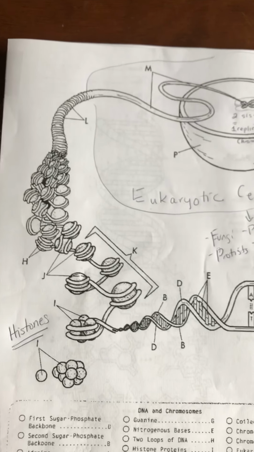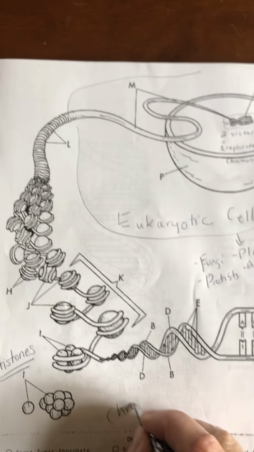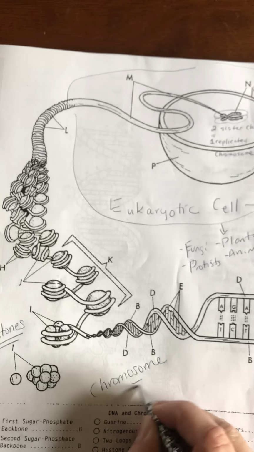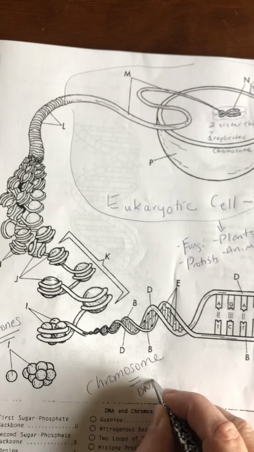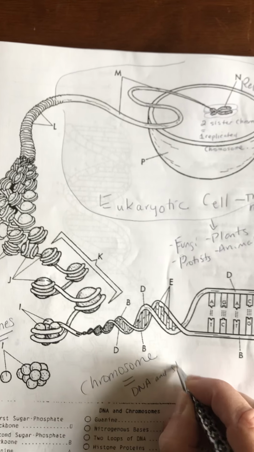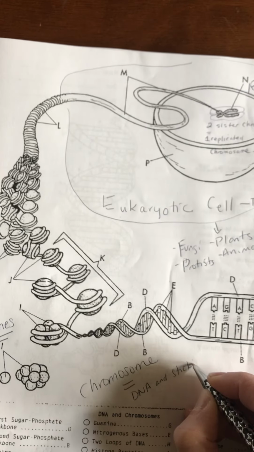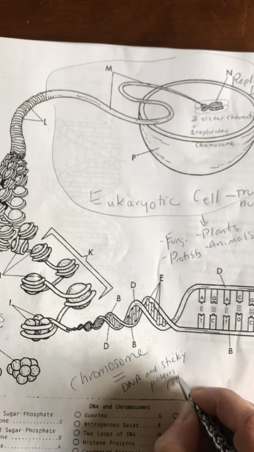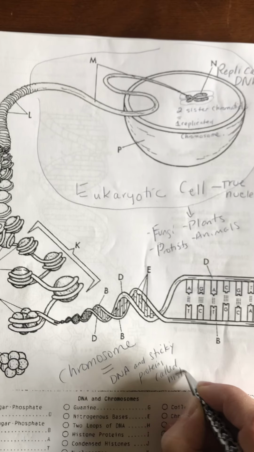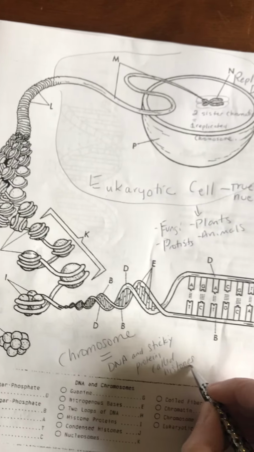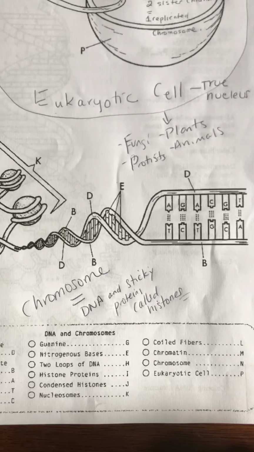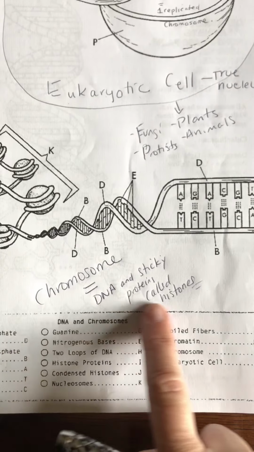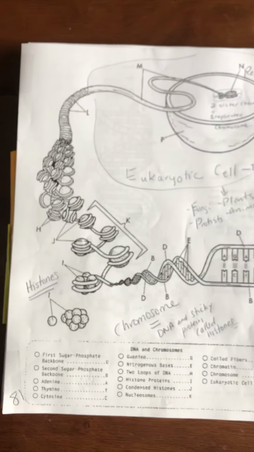So I want you to make certain that you've got histones labeled, because there will be a day when I ask you what a chromosome is. And a chromosome legitimately is DNA and sticky proteins called histones. And histones play a really interesting role in how we use our DNA and when we use our DNA. So I want you to make sure you add that. Okay, so that's your page 81.